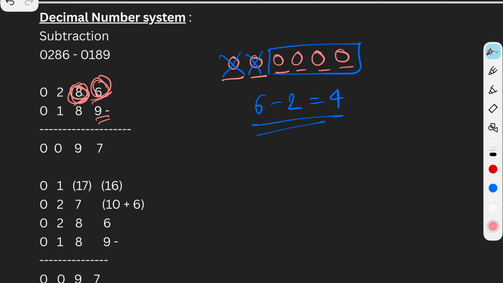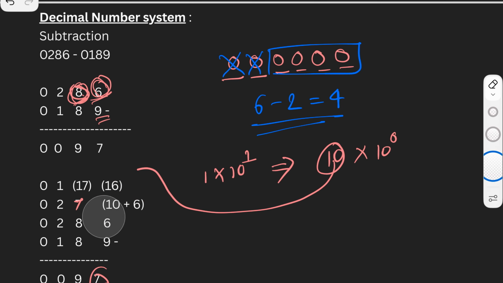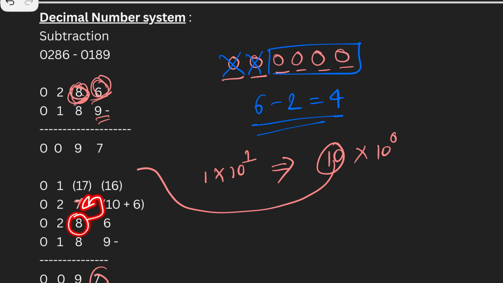So this 8 will become 7. You take 1 from this particular 8 and you move it to the unit place. 1 at the 10's place is going to be 1 into 10 to the power 1. And this can be written as 10 into 10 to the power 0. So this 10 will go here. Now you have 10, which you got from the 8, and you already have 6. So total is going to be 16. So 16 minus 9 is going to be 7. We took 1 from 8. That's why 8 has become 7 now.